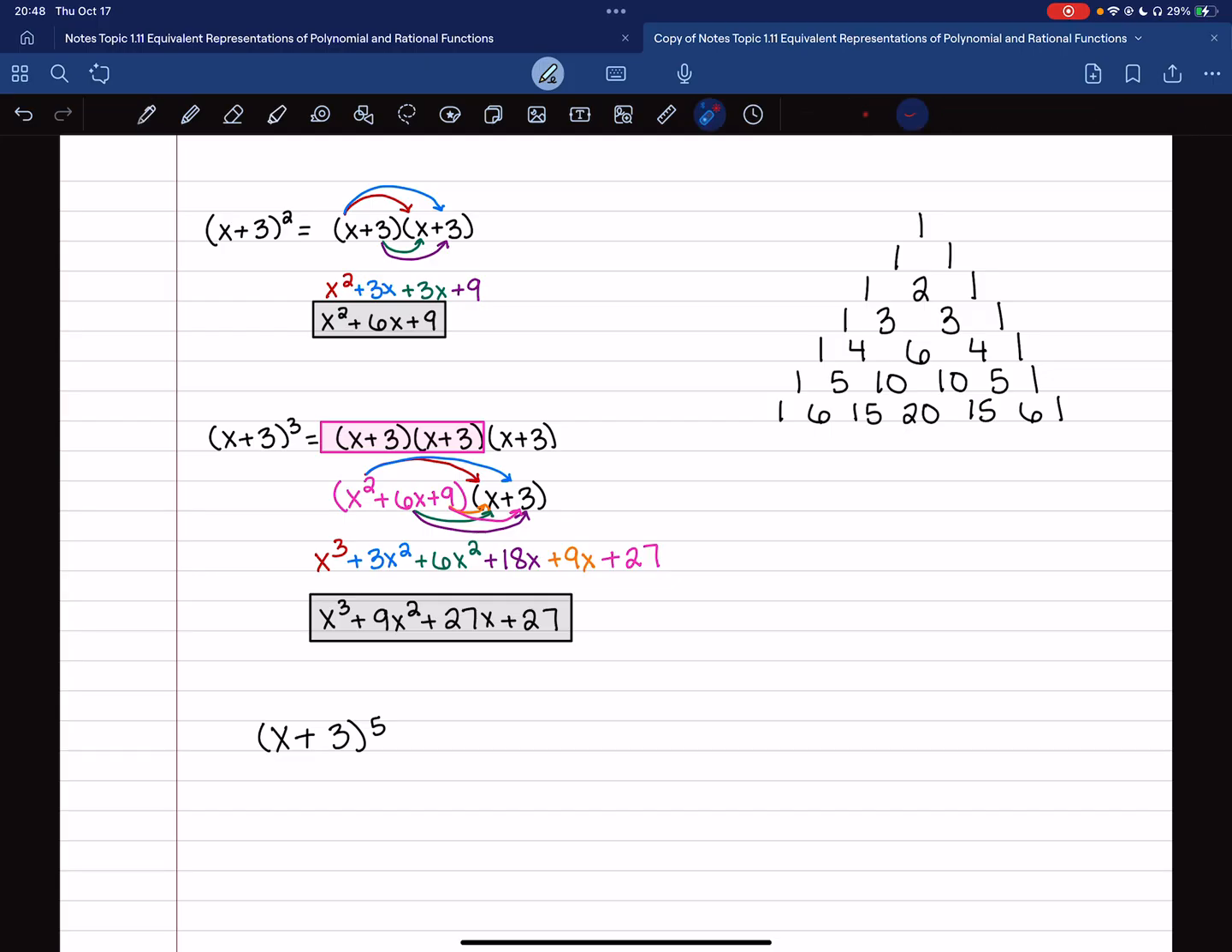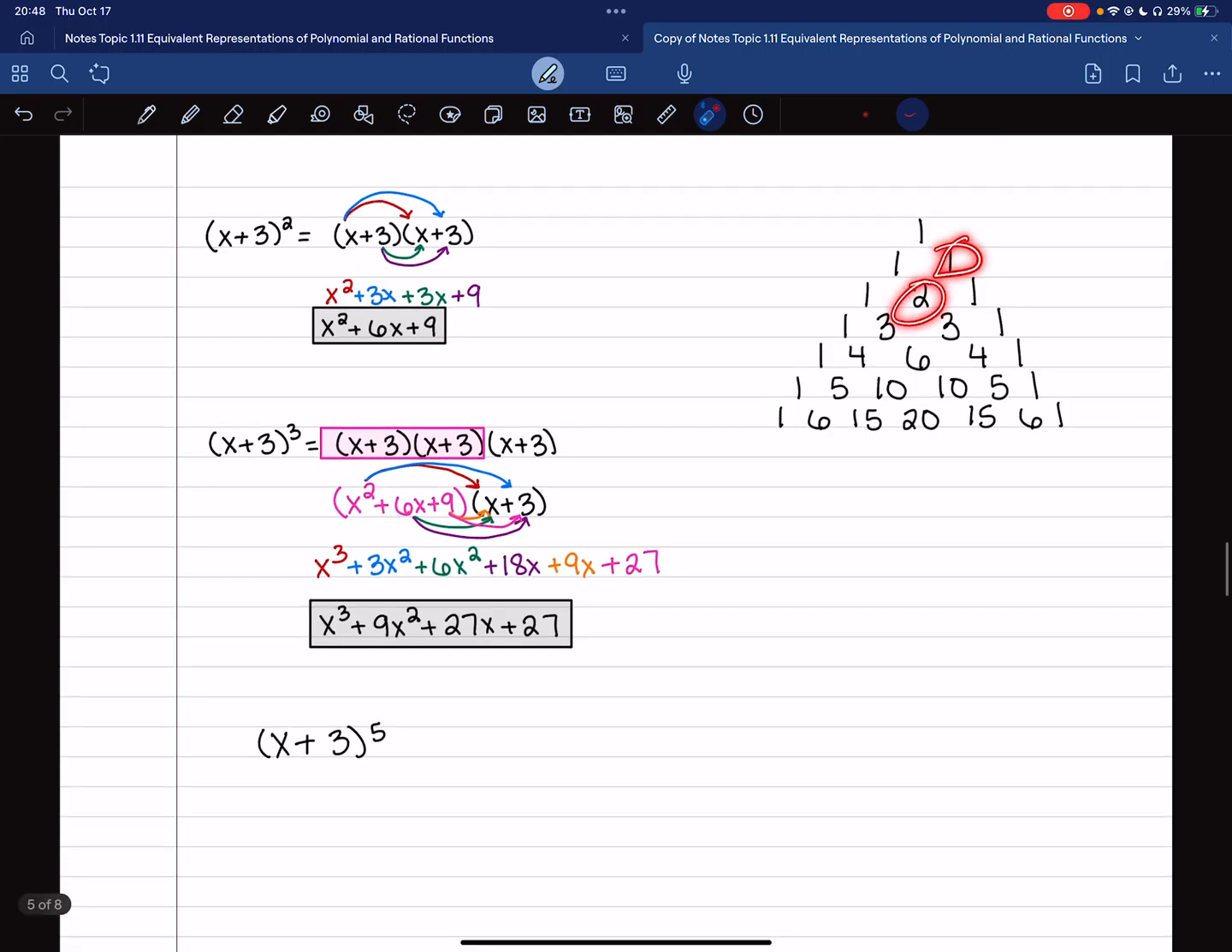So another important thing is that it always starts with a 1, ends with a 1 on every single row. Starts with a 1, ends with a 1. And you can expand this as many times as you need. So why is this important? Well, based on the second number in each of these rows, it tells you about your exponent.